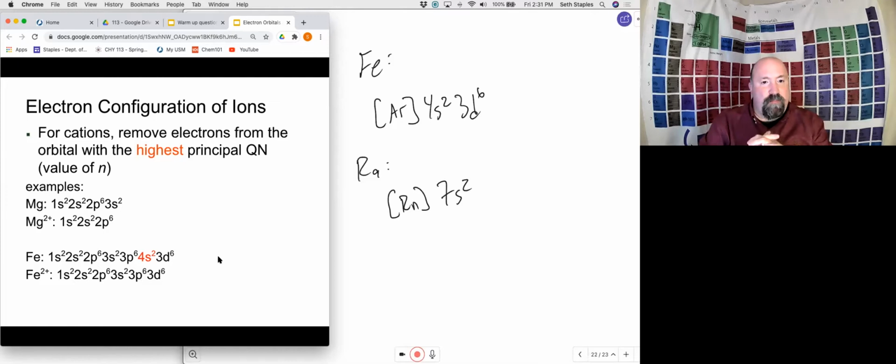And so we end up with a configuration that looks like this for iron 2+. It's those 4s electrons that will be removed because they're in the higher principal quantum number. And so we do have to remember that when we're looking at the electron configuration of transition metal ions in particular. Okay, we're going to call it good there on this lecture.